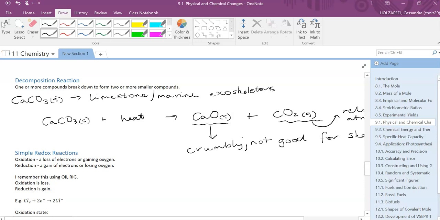Okay, second last one, decomposition reactions. So this is basically like the reverse of the combination reaction. So combination, we're combining things to produce a new compound. Decomposition reaction, we have a compound and then that breaks down. So a really sad example is with limestone. So limestone actually breaks down in heat, and that's sad because marine compounds are made up of this.